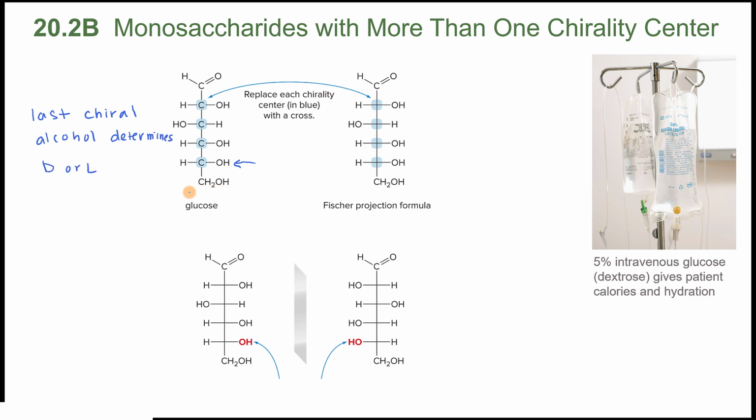The last one here is not chiral because there are two H's. If our OH here is on the right side, this is going to be D. So this is D-glucose. And then below we also have D-glucose because our OH here is on the right side. This is the naturally occurring enantiomer.